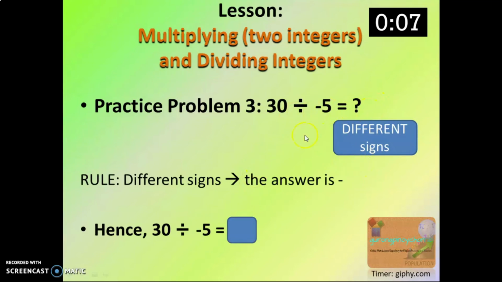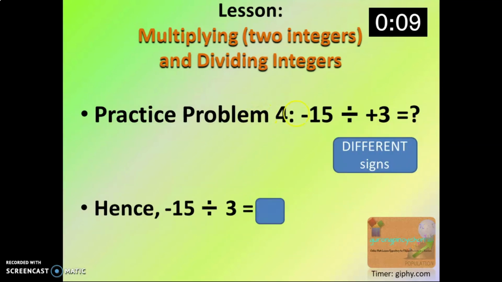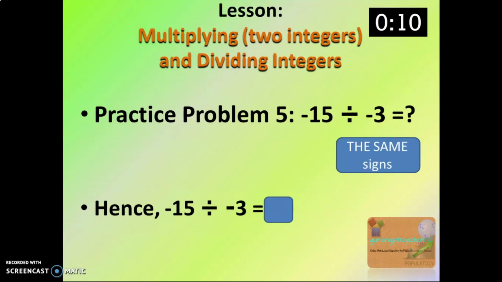Practice problem 3. We have different signs. 30 divided by negative 5. The answer is, you're correct. It's negative 6. Practice problem 4. Again, we have different signs. Negative 15 divided by positive 3. You're right. The answer is negative 5.